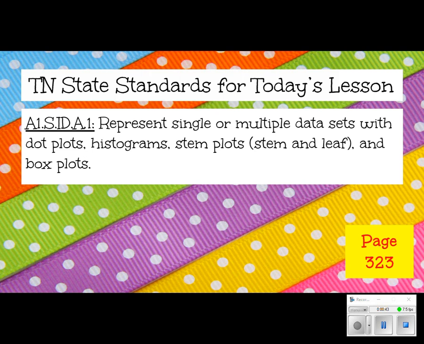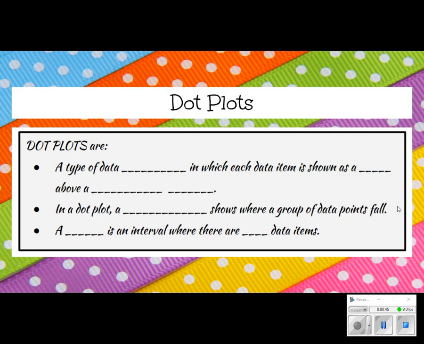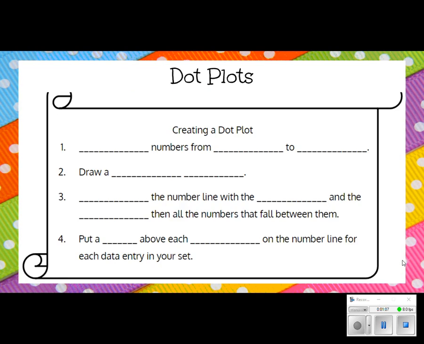We're going to be on page 323 in your notes, and when you get there, you're going to see a thing about dot plots. Dot plots are a type of data display in which each data item is shown as a dot above a number line. In a dot plot, a cluster shows where a group of data points fall, and a gap is an interval where there are no data items. So when we create dot plots, we want to order the numbers from least to greatest. Optional, but you need to know the min and max values.